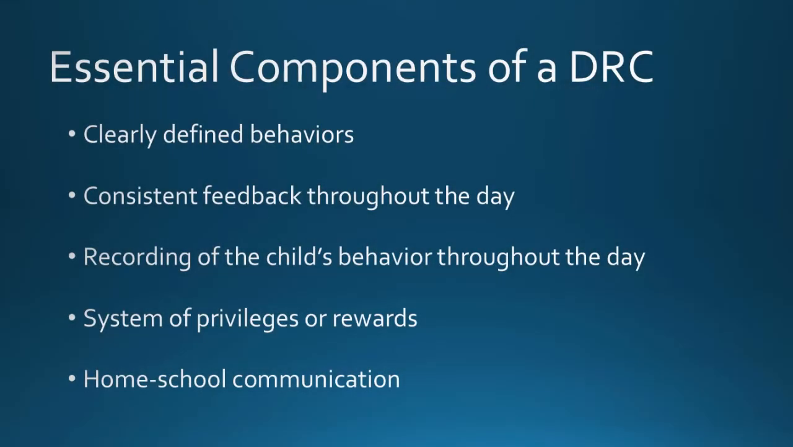A comprehensive DRC program includes 5 essential components for successful implementation. First is a clearly defined set of target behaviors that are individualized to the child's needs. The second essential component is consistent feedback on the child's performance throughout the day. This includes praise for positive behaviors and corrective feedback for behaviors that violate the goal. The third component is the recording of the child's behavior each day to determine whether or not the child meets the goals. Fourth is a system of privileges or rewards that the child can earn for reinforcing the achievement of the daily goals. And finally, the last component is a communication system between the student's teacher and home.